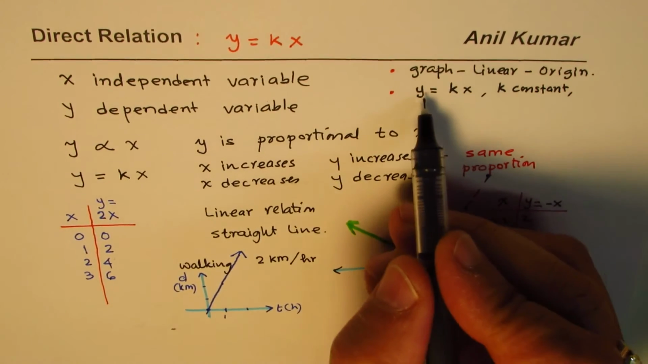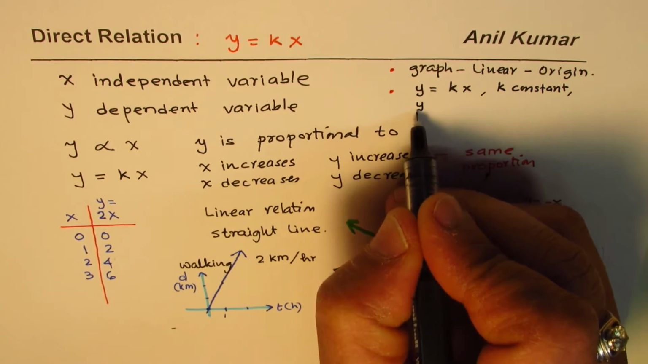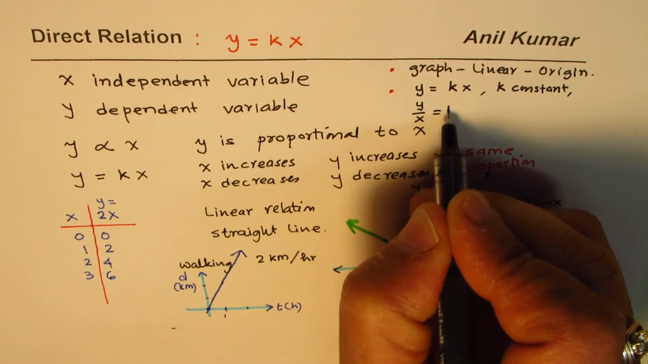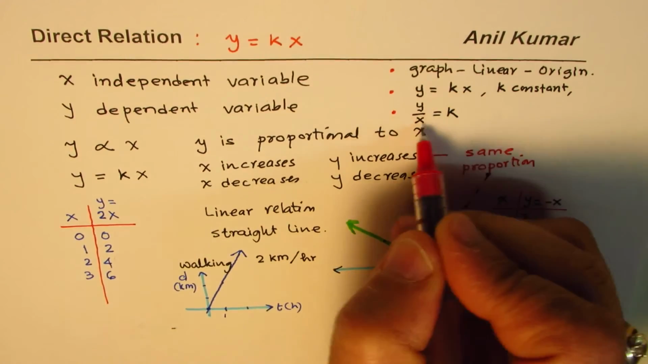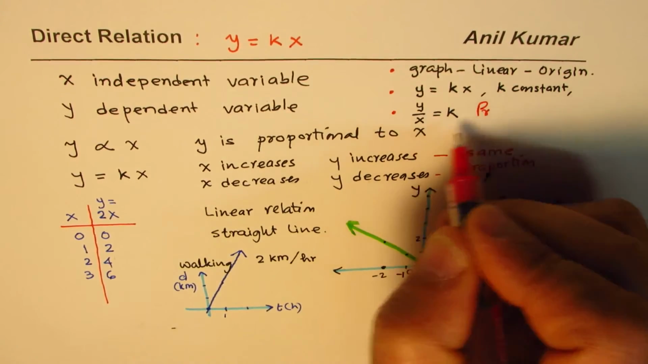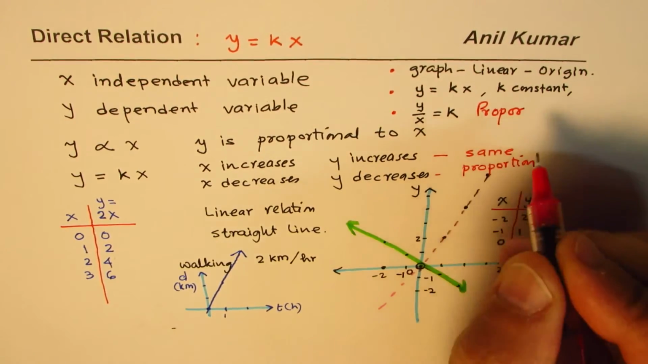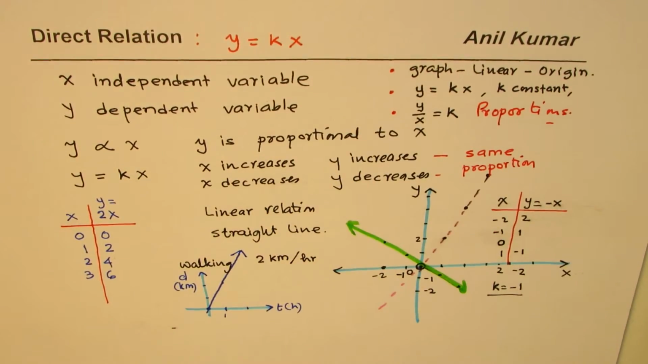And this relation, y equals k times x, could also be written as the ratio y over x equals a constant, right? So when I write y over x equals a constant, we say this is kind of proportional, right? These are the same ratios. So that is how proportions, when we talk about them, are in direct relation, right? So y over x is a constant for a direct relation. These are important things to remember when we talk about direct relations.